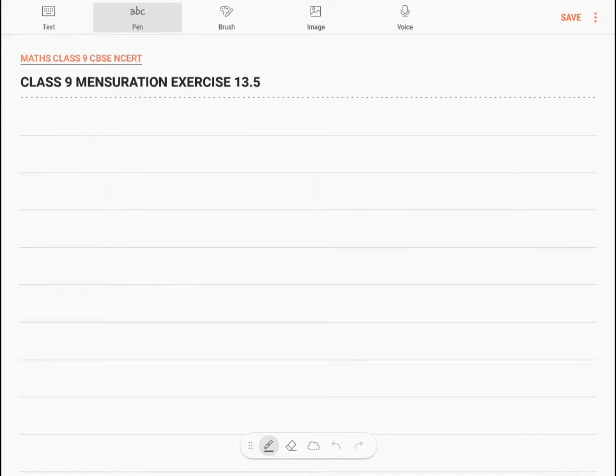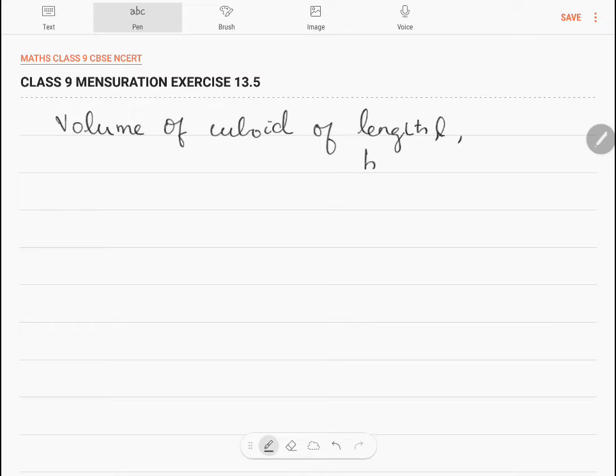Hi, let's discuss the topic of mensuration, exercise 13.5. Here we are going to look at the volume of a cuboid of length L, breadth B and height H. So the volume can be given as L into B into H. This is the volume of a cuboid.